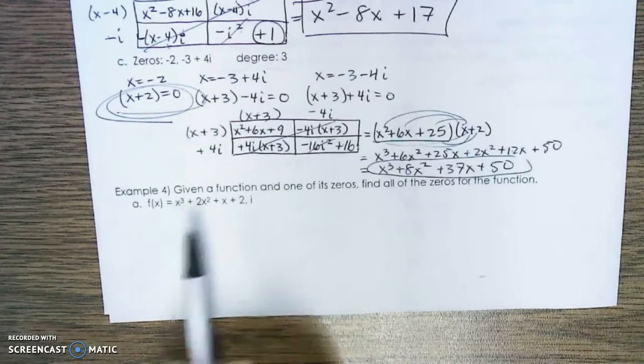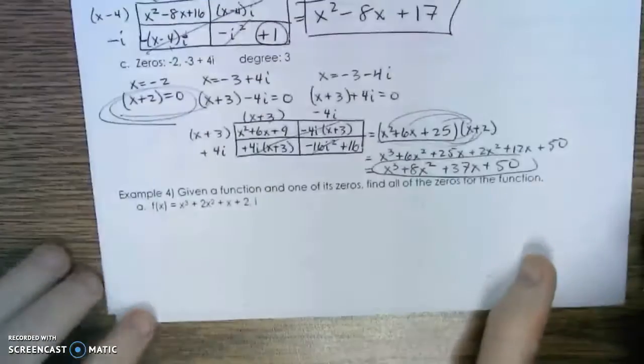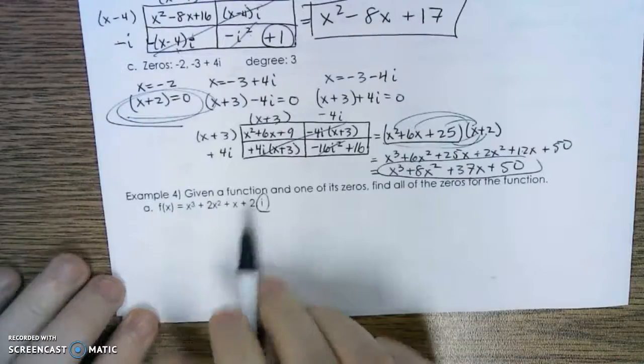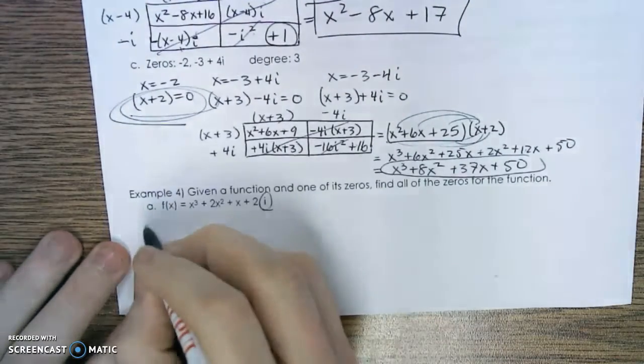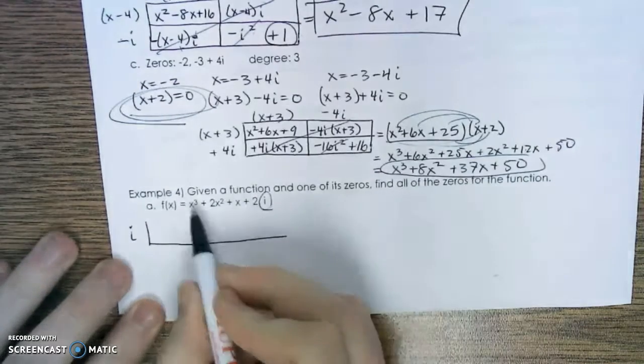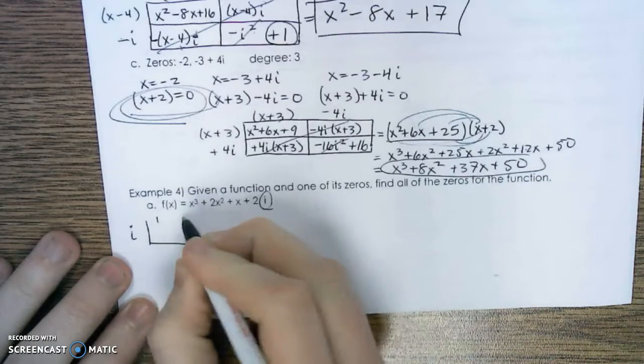Here in example 4, it says given a function and one of its zeros, find the rest of the zeros. So what we've got is i as a root. That's why there's a comma there. So we're going to go ahead and set up a synthetic division and put i on the outside. And then we put our coefficients for the polynomial on the top row.